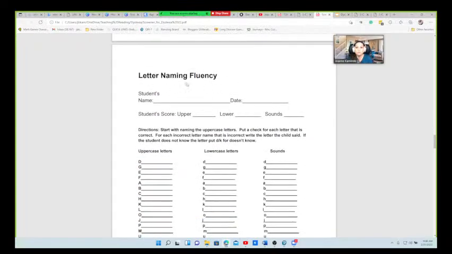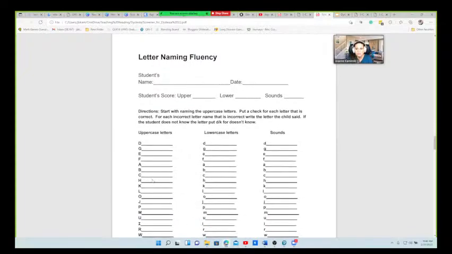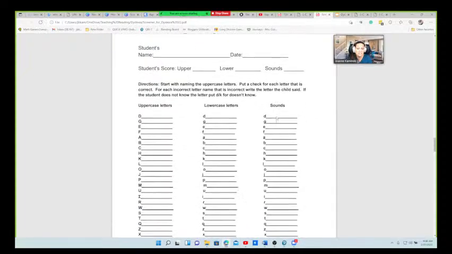We also go through letter naming fluency, right? I want to know the uppercase letters, the lowercase letters, and then the sounds. And all of those lowercase letter sounds I have inside of there. And you'll notice they're out of order.